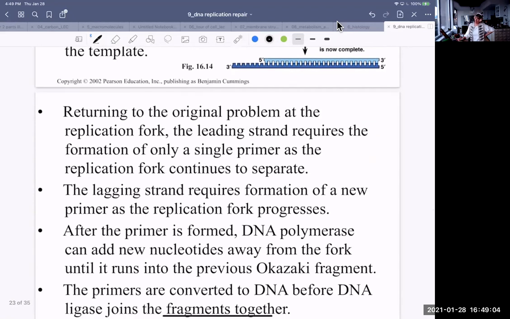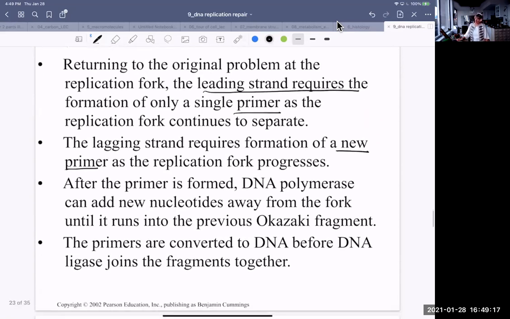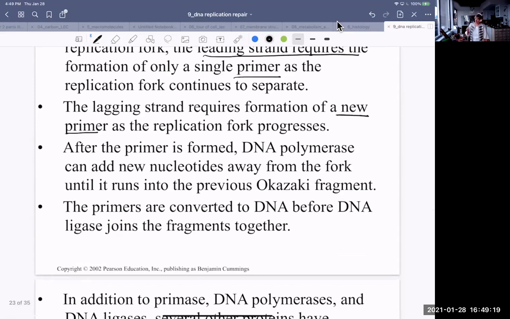So returning to that original problem at the replication fork, the leading strand requires the formation of one primer only, but the lagging strand has to have a new primer when every new Okazaki fragment is made as the fork progresses. So that can slow down the process. After the primer is formed, polymerase adds new nucleotides away from the fork until it runs into a previous Okazaki fragment. In that case, ligase then joins the Okazaki fragments together.